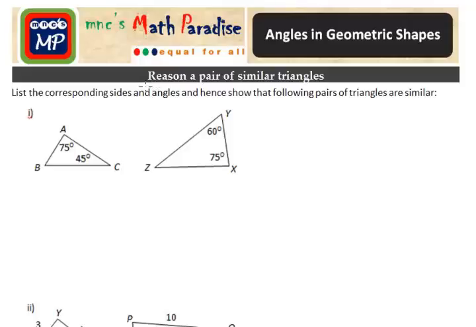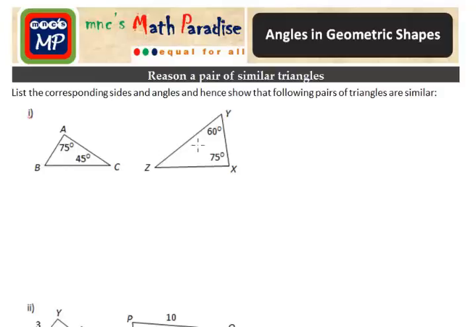Here we will do some examples on checking whether two given triangles are similar or not, and if they are similar, then the reason why they are similar. So let us see. List the corresponding sides and angles and hence show that the following pairs of triangles are similar. So let us start with this first example.